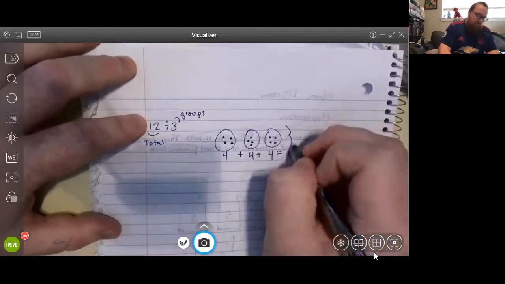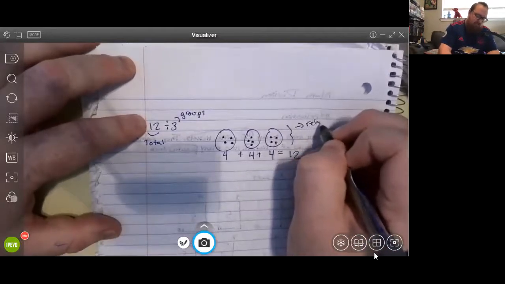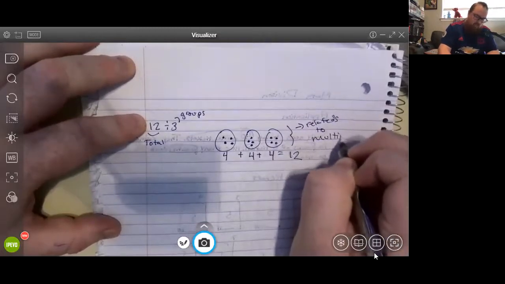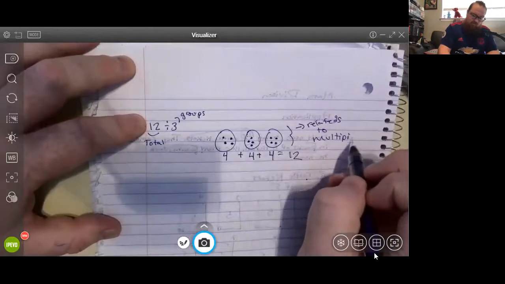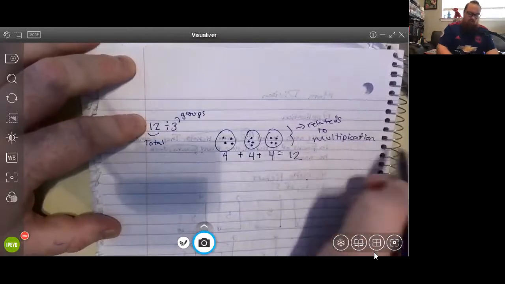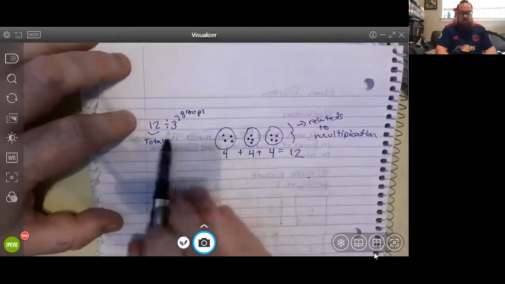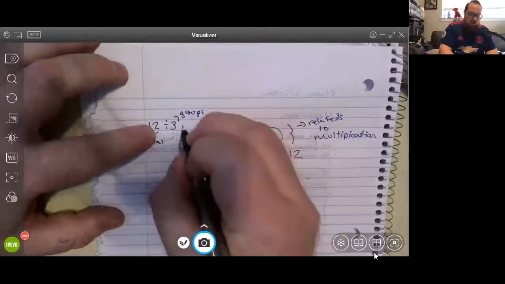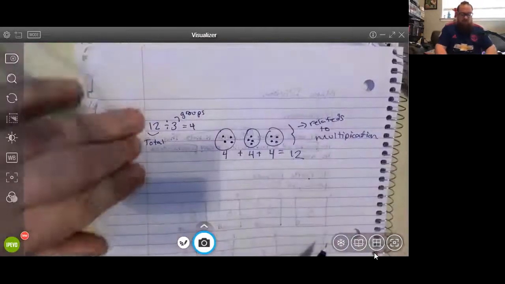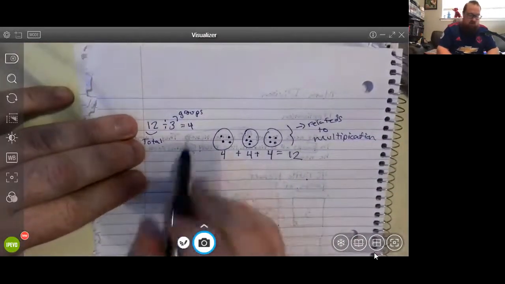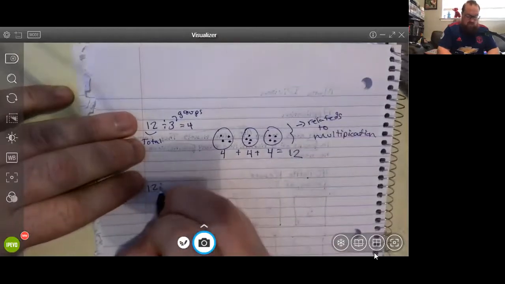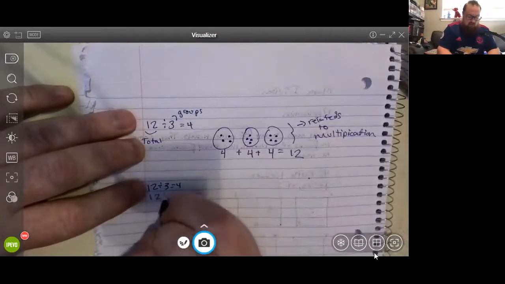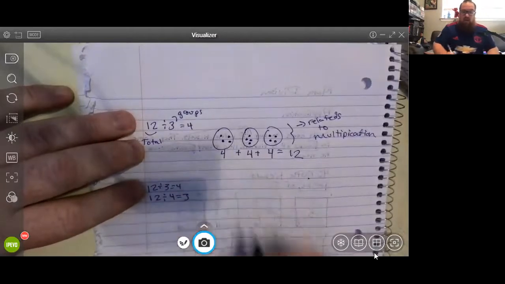If you look at this problem, this relates to multiplication. Notice how they relate to each other. If this is still our equal groups, in division, we're just going backwards. Our answer is 4. Now, if we looked at our fact families, we know that if 12 divided by 3 is 4, then 12 divided by 4 is 3.